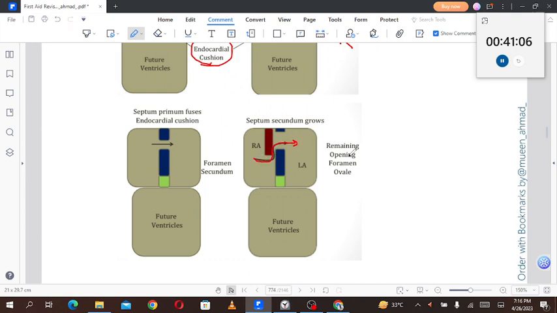the fetal circulation. As soon as the left atrial pressure increases, this septum primum, which is acting as a valve, will go and attach firmly with the septum secundum. So both these septums fuse together, and the foramen ovale is closed.